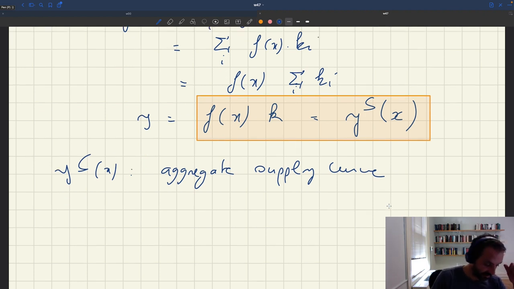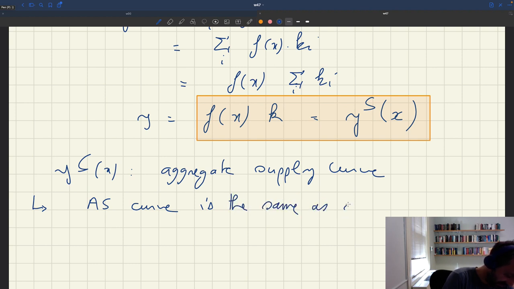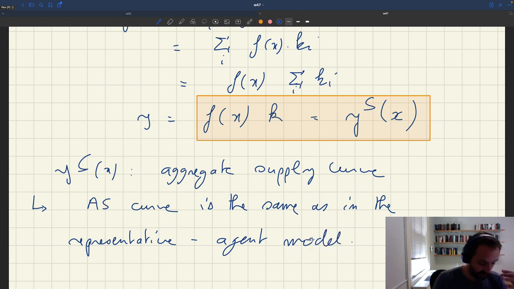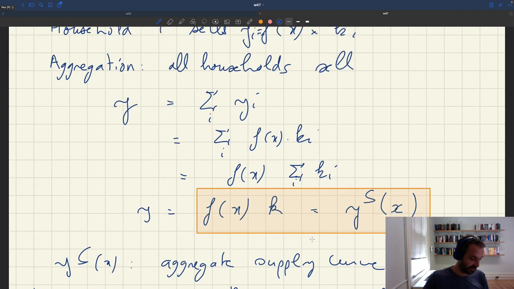And the key thing that you notice immediately here is that the aggregate supply curve is exactly the same as in the representative agent model, so in the model in which we have no heterogeneity at all. So the fact that different households supply different amounts of services, that their capacity is different, that we have unequal capacity and therefore unequal income, doesn't affect the aggregate supply curve at all. Once we aggregate, we get exactly the same result.